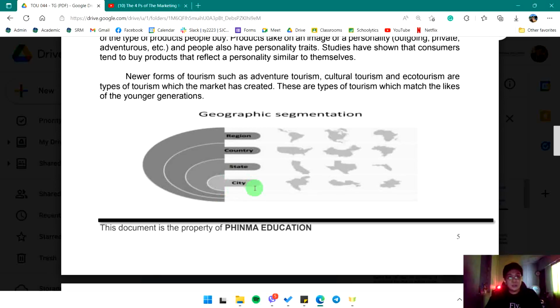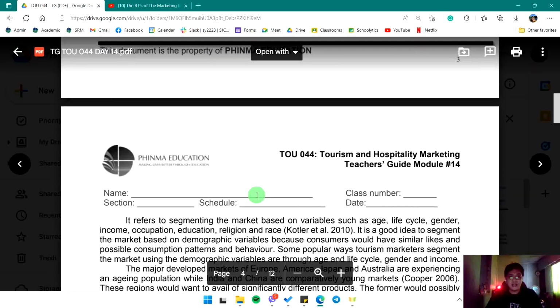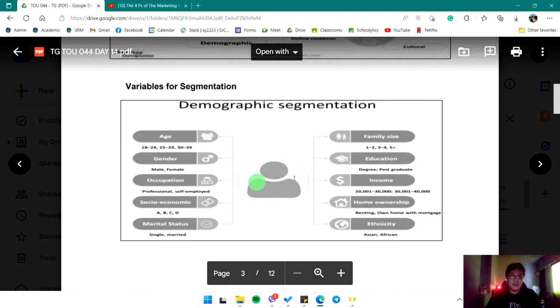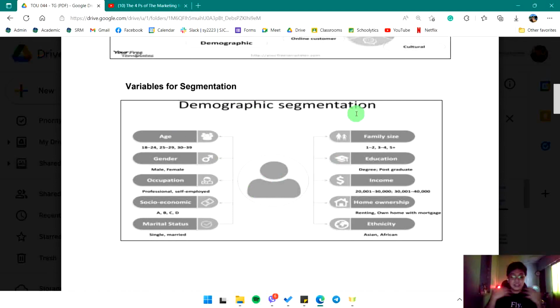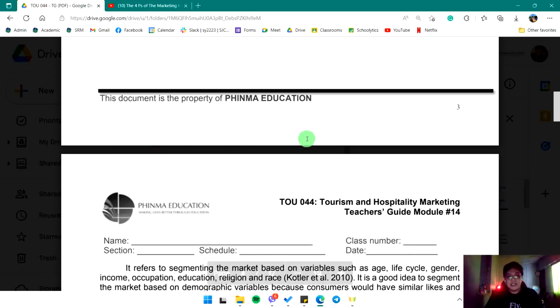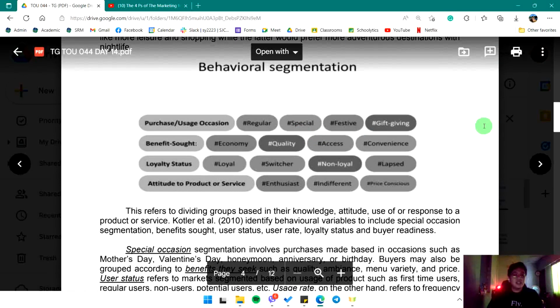Again, uulitin ko po yung ating segmentations na ginagawa so far. First is demographic segmentation. This is the general and basic information of our market. So we will segment them based on their age, based on their gender, based on general information of the market or of the individual. Next is the behavioral segmentation. This is when it comes to how our market moves or how our market acts.